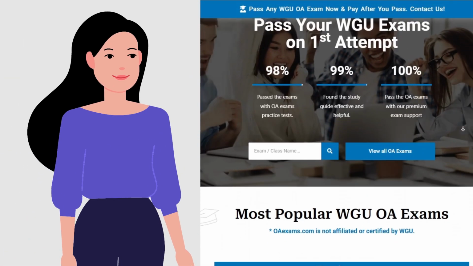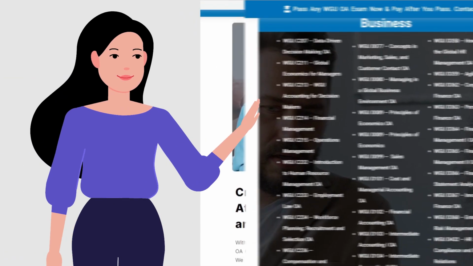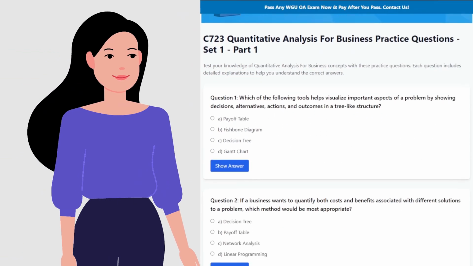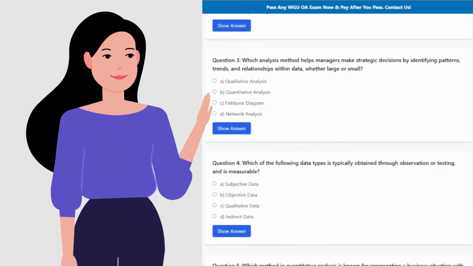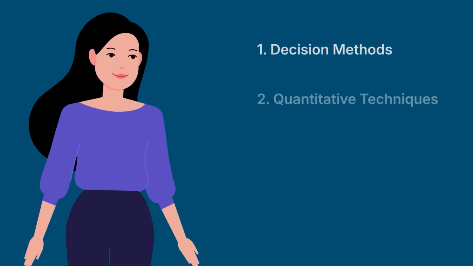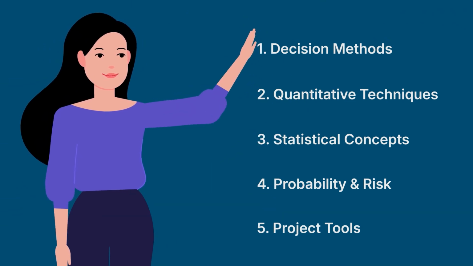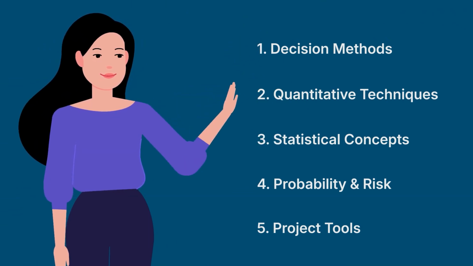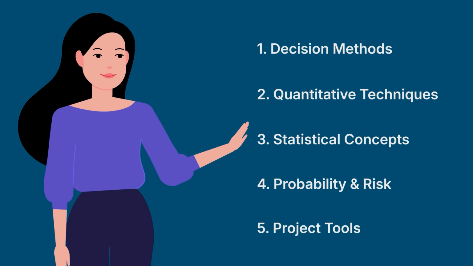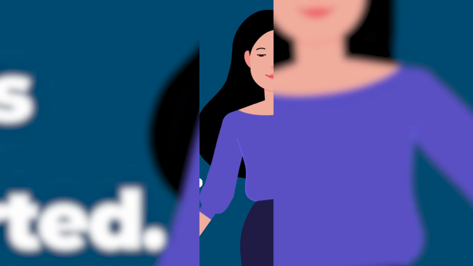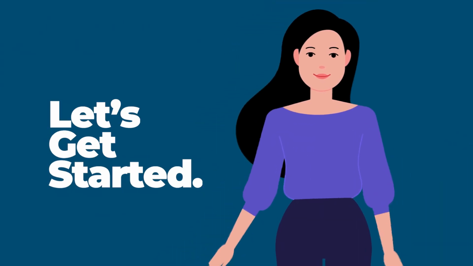Our website provides a list of questions and answers, with an emphasis on preparing for your success in the Quantitative Analysis for Business C723 course. In this video, we will cover questions from decision methods, quantitative techniques, statistical concepts, probability and risk, and project tools. So, let's get started.